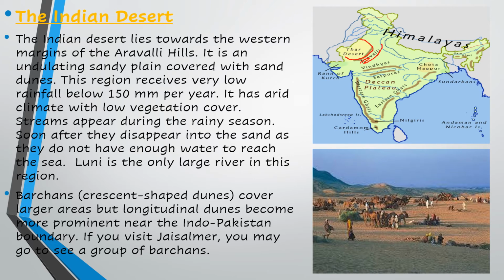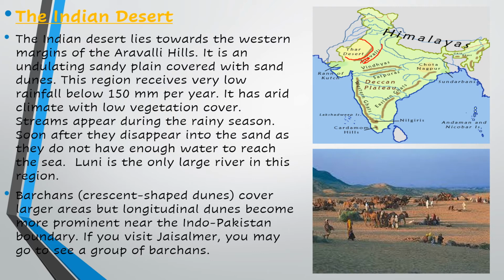Streams appear during the rainy season. Soon after, they disappear into the sand as they do not have enough water to reach the sea because of less rainfall. Luni is the only large river in this region. So there are no distributaries, there are no tributaries. There is only one large river, that is the Luni River.